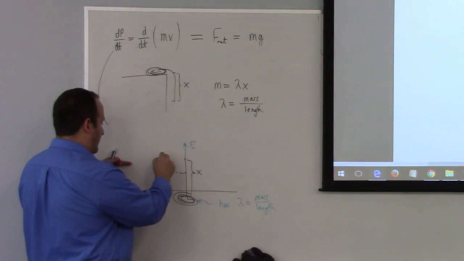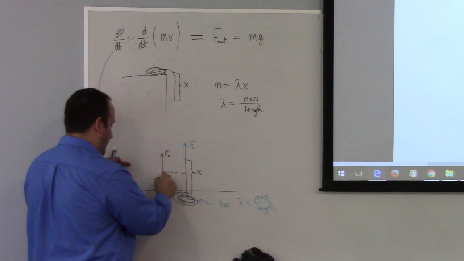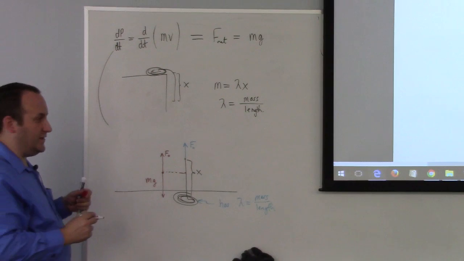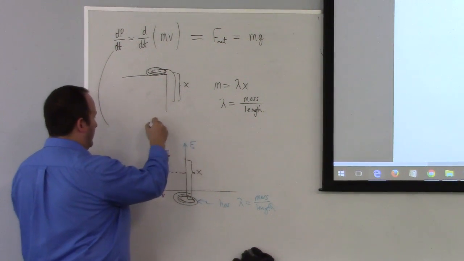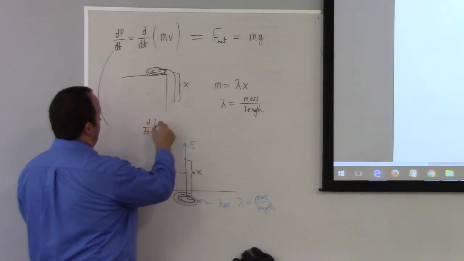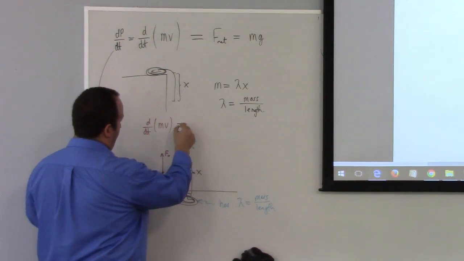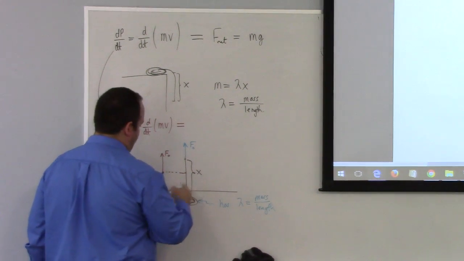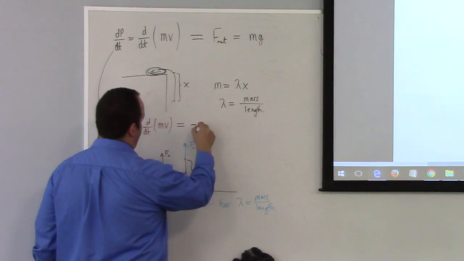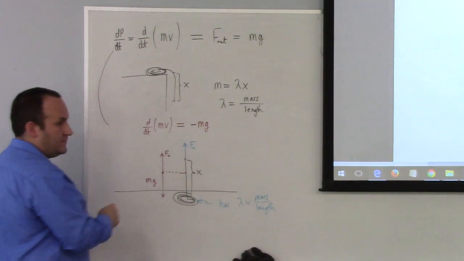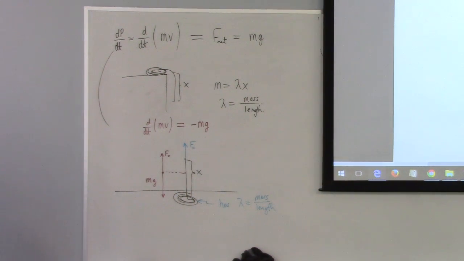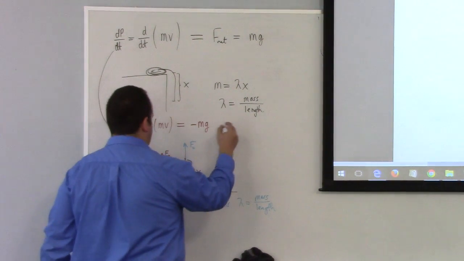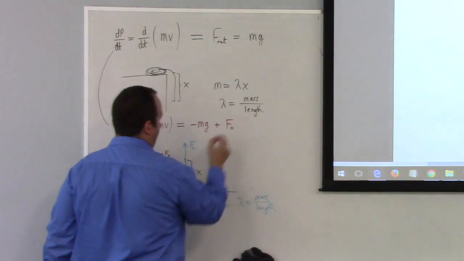So we've got the F naught up, right? And then you've got the force of gravity this way, right? So let's see here. Here we go. We've got d/dt of mv, right, equals to what? Looks like I have to do minus mg now, right? Because of the meaning of x versus the last problem. The directions are opposite, right? So minus mg plus F naught, right?